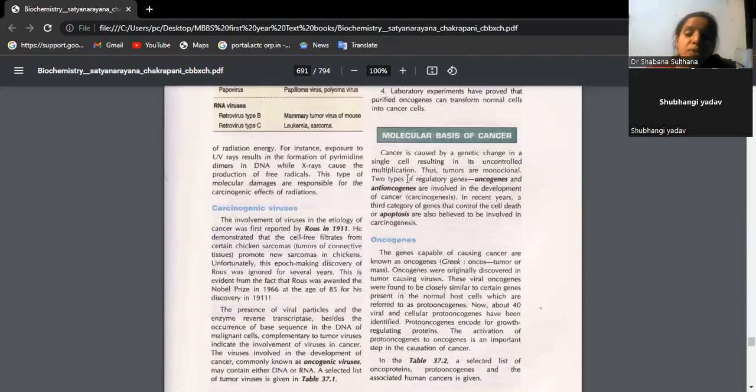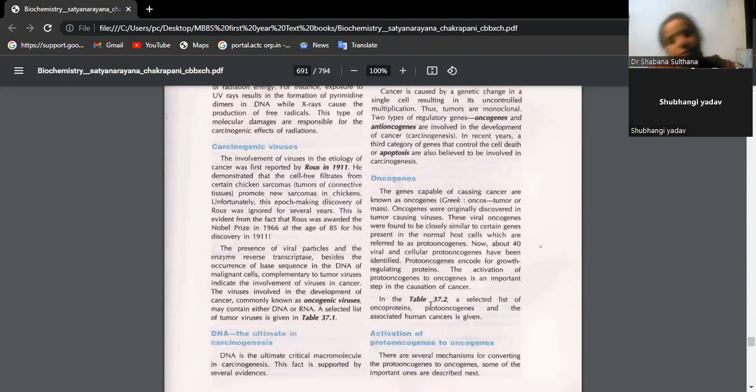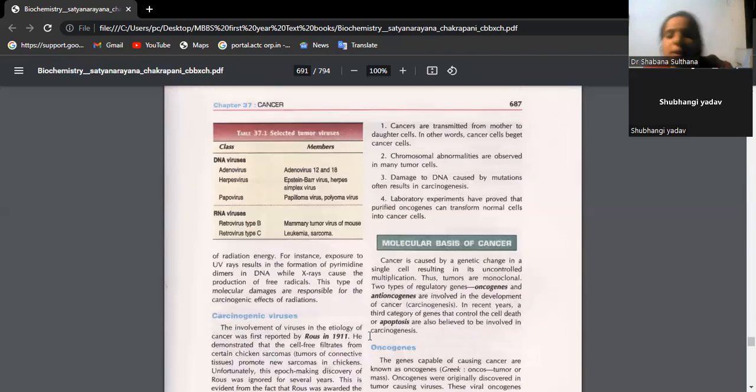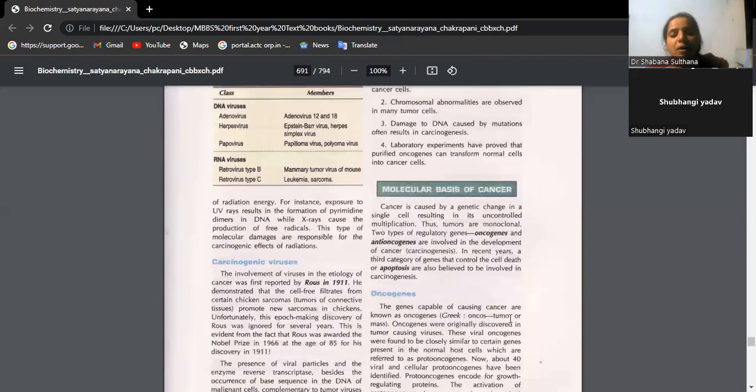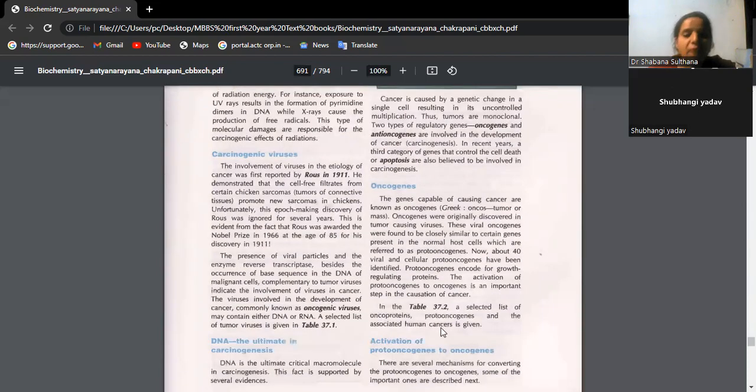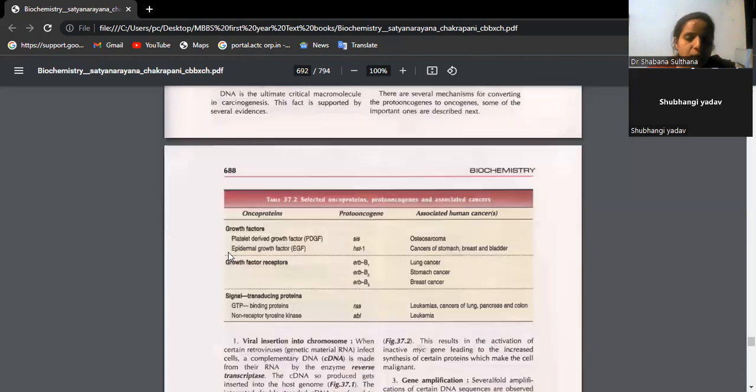Then oncogenes. See, this is very important. Oncogenes is a repeated question which usually comes in biochemistry exams. Yes, ma'am. Genes capable of causing cancer are called oncogenes. Okay, you have a list here. See, the whole of this list I want you to remember. If anything is important in this chapter, it is this only.